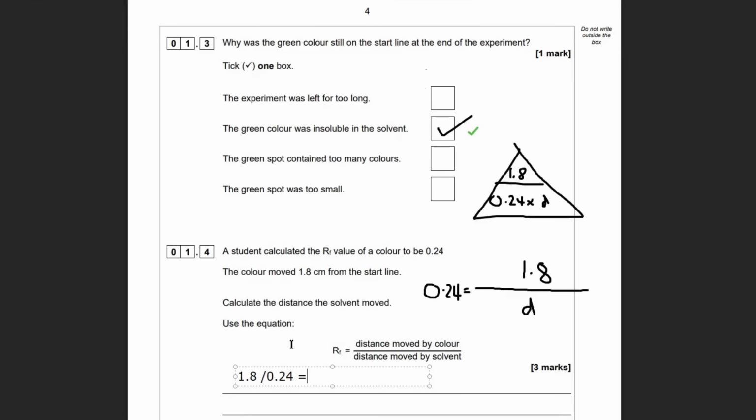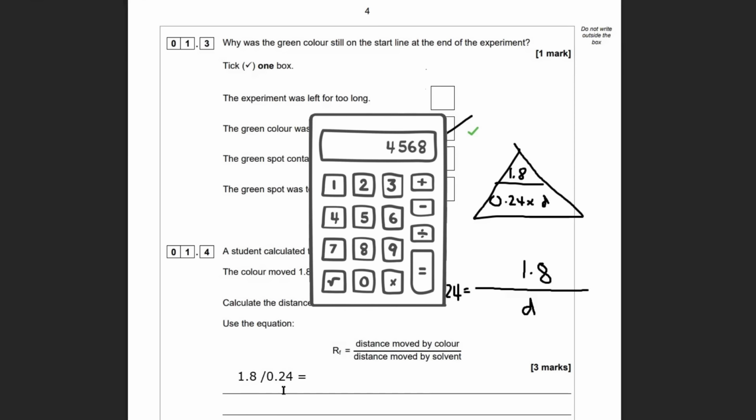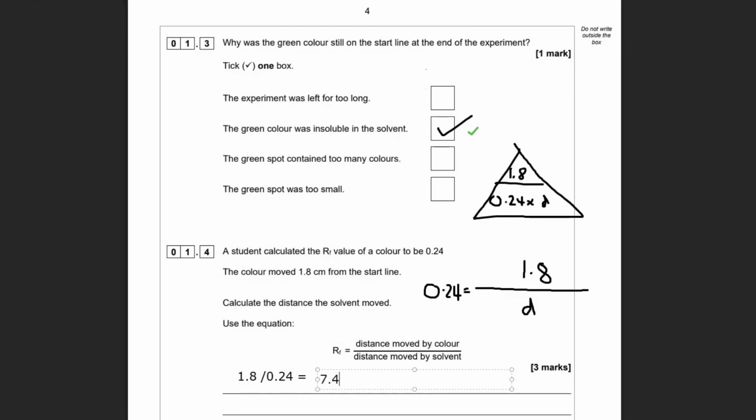So we want to do 1.8 divided by 0.24, and that equals 7.5. And then we ask ourselves, does that make sense? The solvent would always move further than the things that are dissolved within it. If you think about it, the solvent is moving up the paper, it's carrying with it the different colors. The colors cannot move further than the solvent, so the solvent must always move further. And so 7.5 to 1.8, that makes sense.